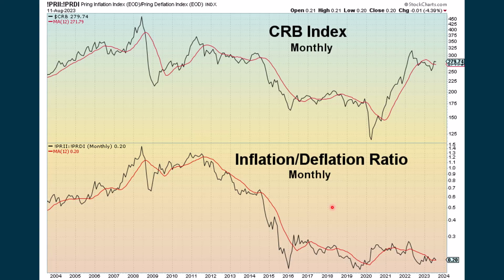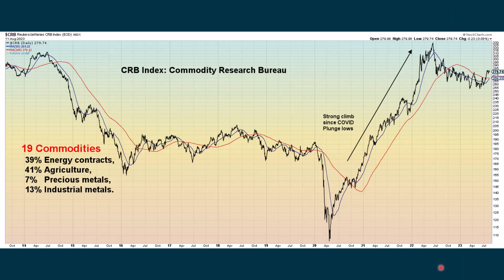Some different inflation gauges. This is a monthly chart of the CRB index on top, where we've been seeing some improvement in that index. It's crossing above its 12-period moving average. But then we look at inflation to deflation and take a ratio of that, and that is starting to decline, suggesting that inflation is subsiding right now. We also look at the CRB index by itself. It has been in a downtrend, but lately we've been seeing some strength in the CRB index, and we could be getting close to a golden cross here.